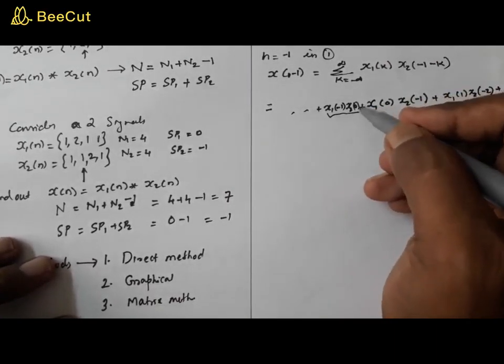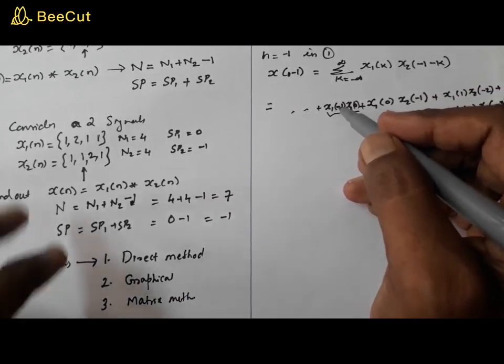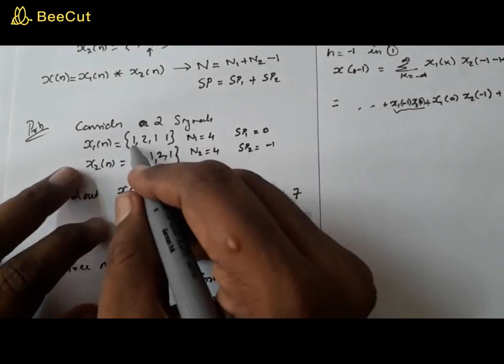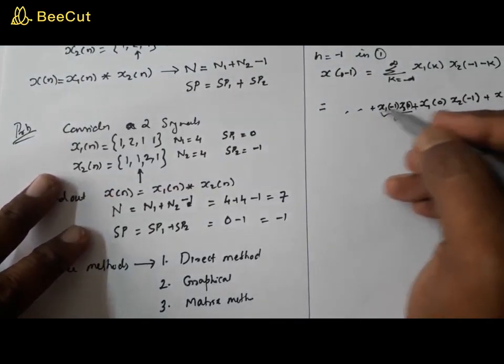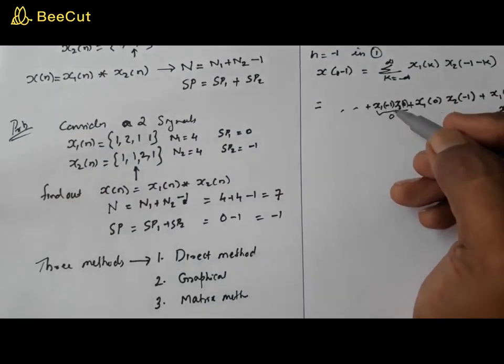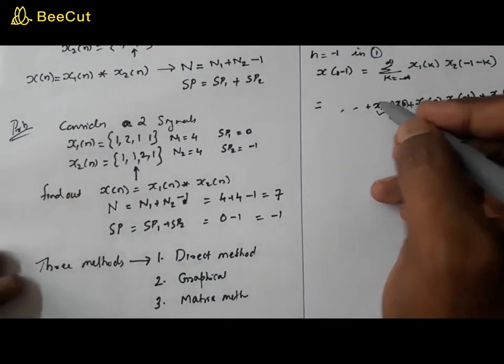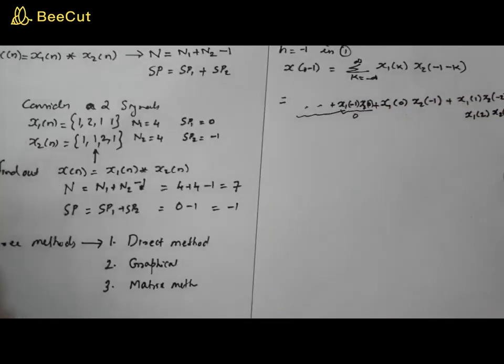What happens to all the terms on the left side? What is x1 of minus 1? From this, x1 of minus 1 is 0. Because all the x1 values on the negative side, the left side, are 0, you can see that all the products are going to be 0. So you don't need to consider all this, it is going to be 0.